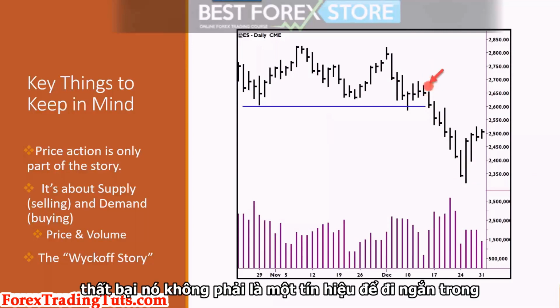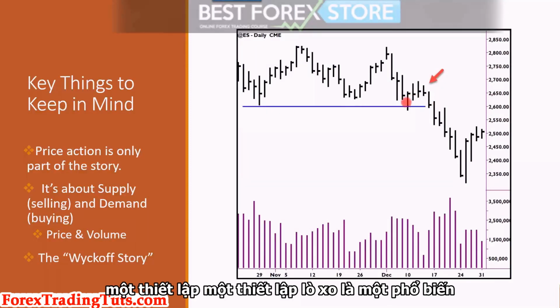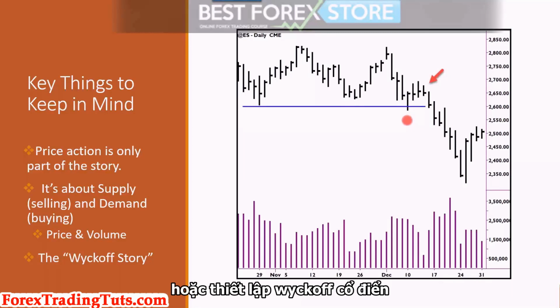It's not a signal to go short in here. What I'm trying to show you is that a setup, a spring setup, which is a common or a classic Wyckoff setup, to rally up to higher prices, this had no chance because of all the supply that was in there. That's our Wyckoff story. Okay.